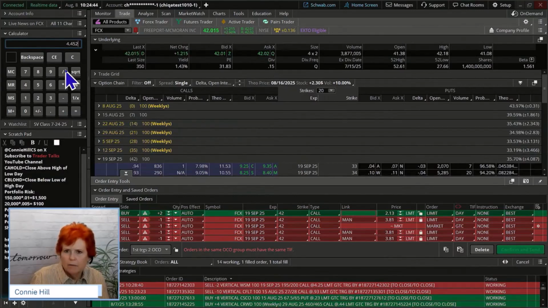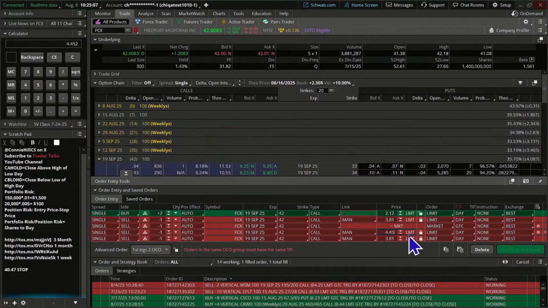2.1. Let me redo that math here. I think I may have done that wrong. 212 times 2.1. So that would be 210%. Okay. The value of the option, that says we did the calculation right the first time. Just want to double check on it. 4.45 is what we're going to put on that second order.